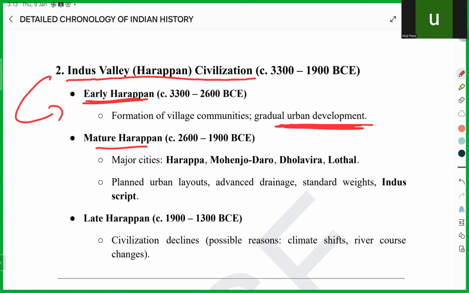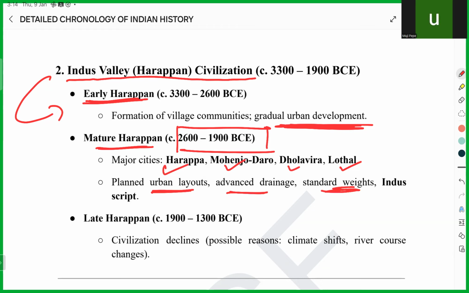Then came the mature Harappan phase from 2600 to 1900 BCE. And major cities like Harappa, Mohenjo-daro, Dholavira, Lothal, all these cities came around this civilization. And urban layouts, advanced drainage, and standard weights started to be used because complexity, please remember, complexity was increasing. Okay, so this is important.